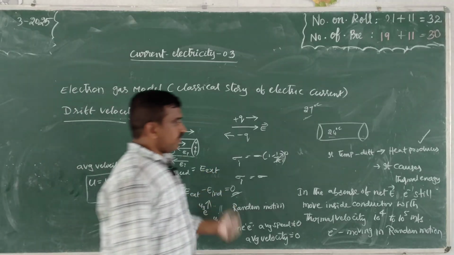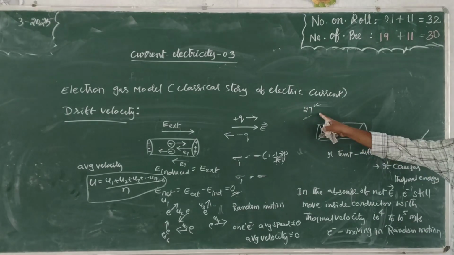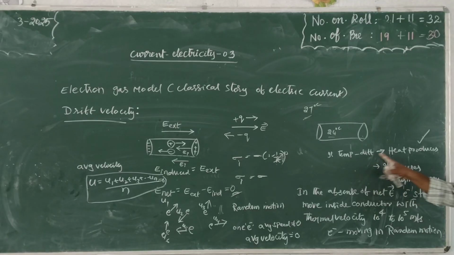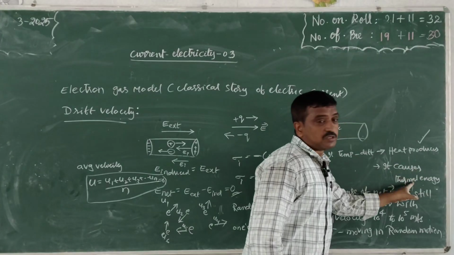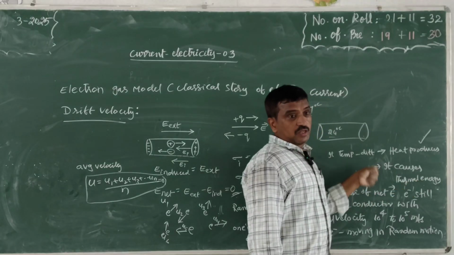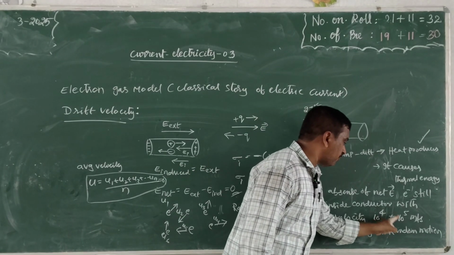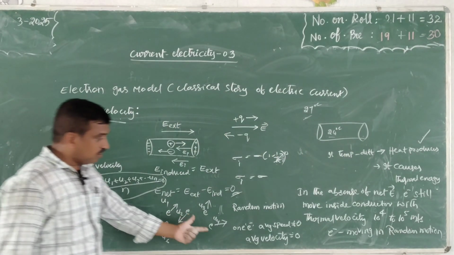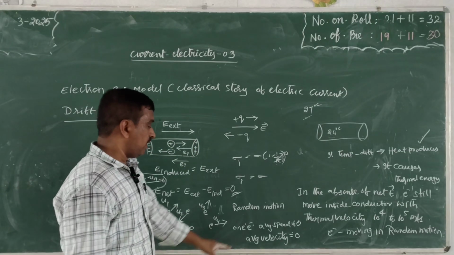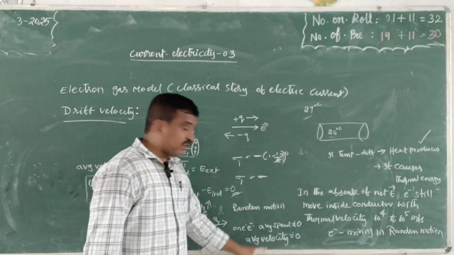See here, because of the temperature difference, heat is produced and it causes thermal energy, which is absorbed by the electrons. They are still moving inside the conductor with thermal velocity, even in the absence of a net electric field. They move with a thermal velocity of 10 power 4 to 10 power 5 meters per second, in random motion. Because of this random motion, the average speed is not 0, but the average velocity is 0.